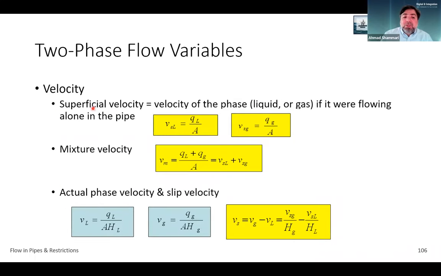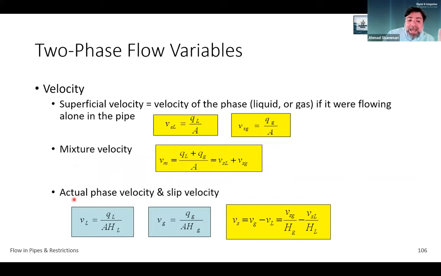So talking about now the superficial, remember we talked about superficial gas velocity. Now we talk about the superficial liquid velocity. So this is again, superficial liquid velocity, the flow rate of the liquid divided by the total area. Superficial velocity of gas is the flow rate of the gas divided by the total area. And then the mixture velocity is nothing but superficial velocity of liquid plus superficial velocity of gas. We add those, we get what we call the mixture velocity. Okay. Now, this is assuming superficial values of the velocities.